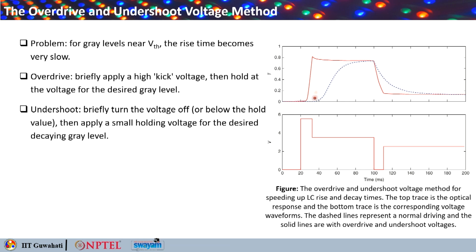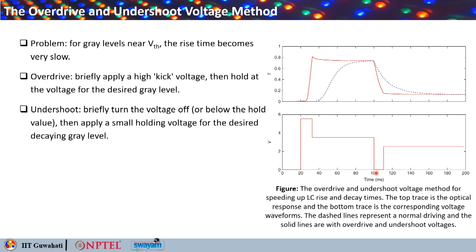This is the overdrive and undershoot voltage method for speeding up the liquid crystal rise and decay times. The top one shows the optical response, and the bottom trace is the corresponding voltage waveform. So this is transmittance versus time, and this is voltage versus time. The dashed one is the normal rise and fall, but the solid one is with the overdrive and undershoot voltages. Quickly you give this high voltage, and then slowly you bring it down to the actual voltage level, so it settles down there.